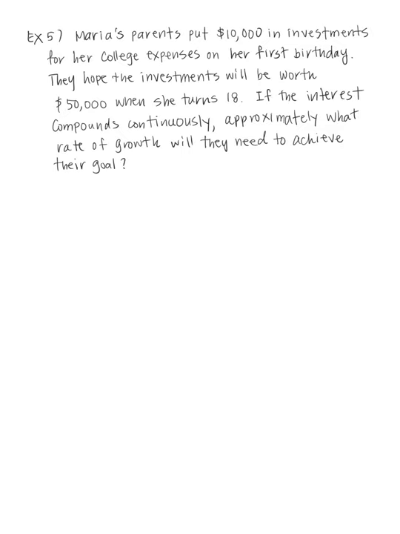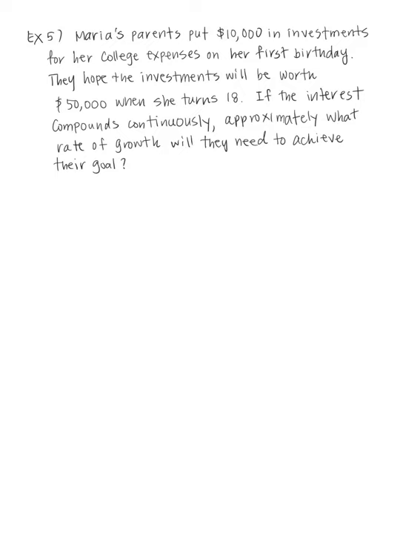Alright, let's take a look at example 5. Maria's parents put $10,000 in investments for her college expenses on her first birthday. They hope the investments will be worth $50,000 when she turns 18. If the interest compounds continuously, approximately what rate of growth would they need to achieve their goal?